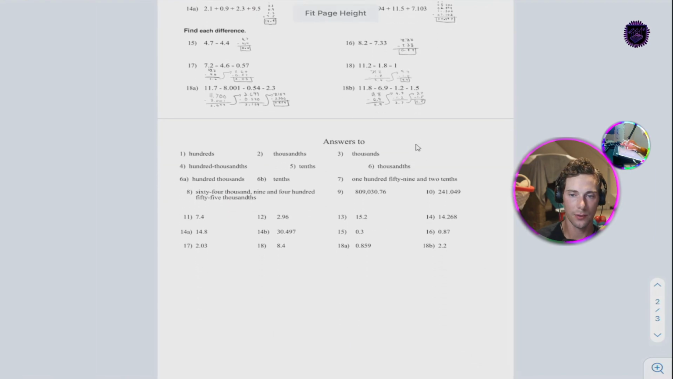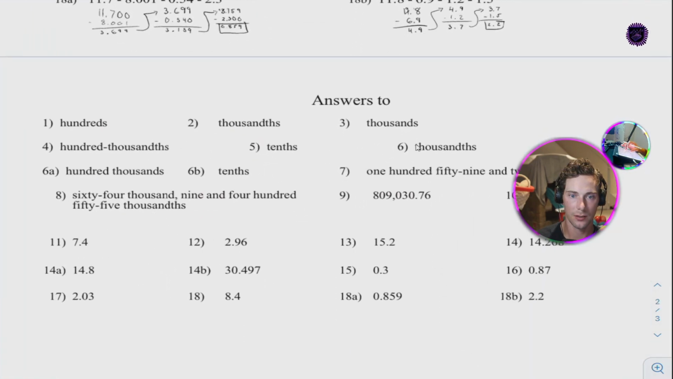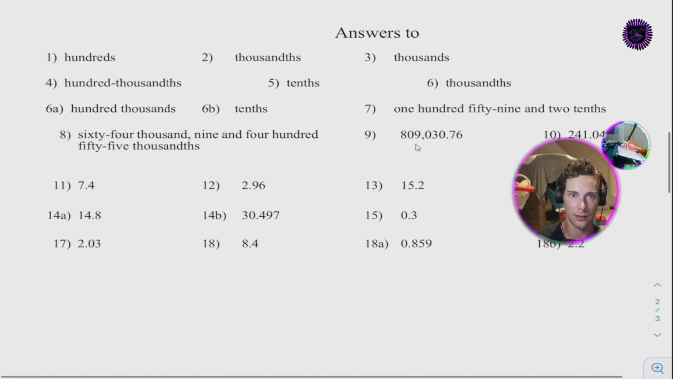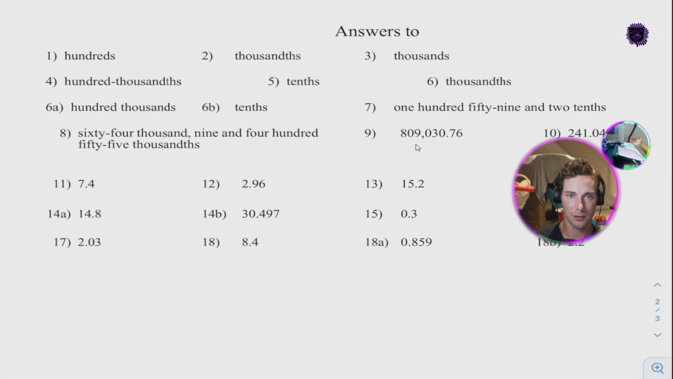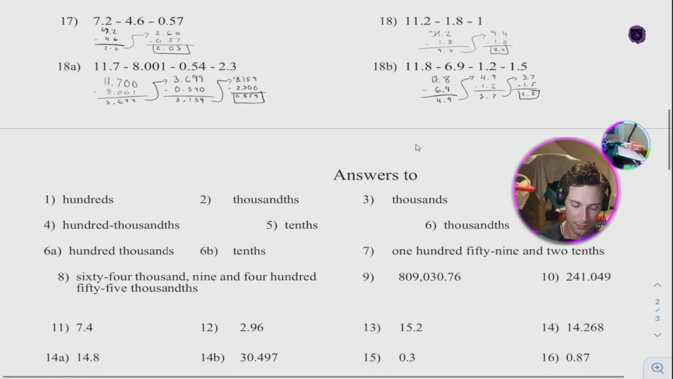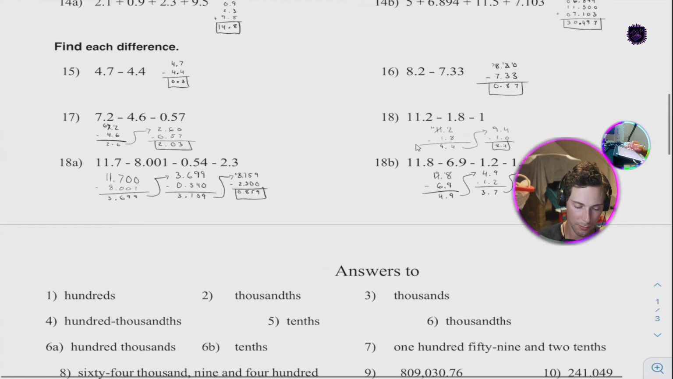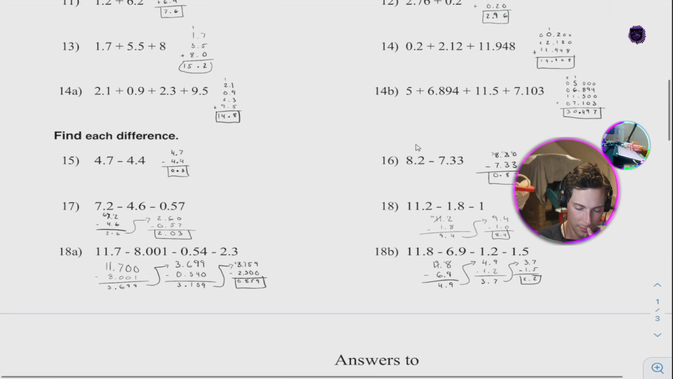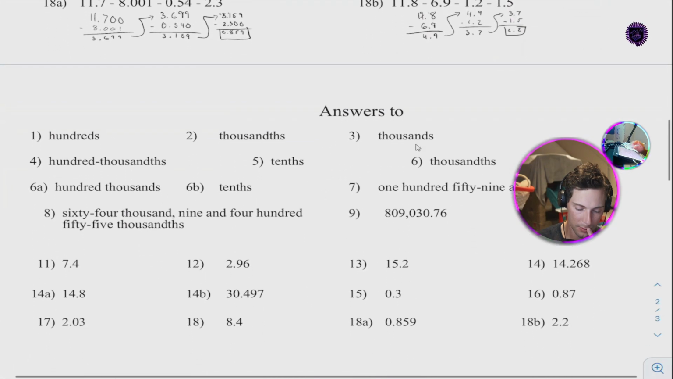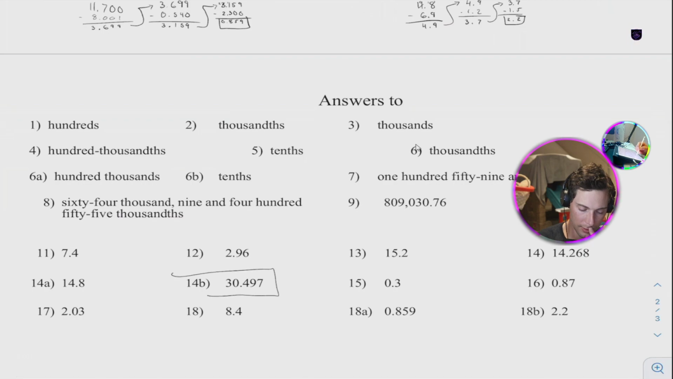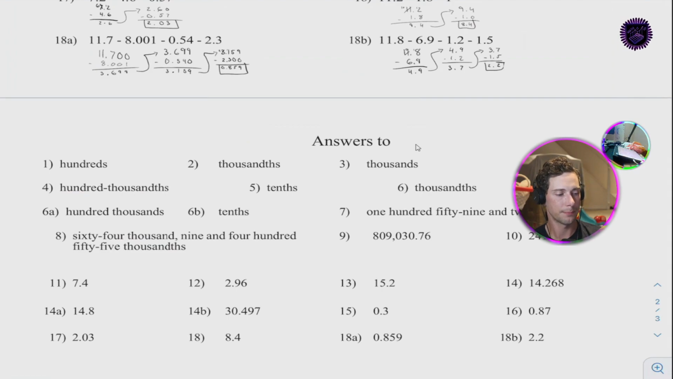That's it. Now, of course, we want to go down and look at our answer sheet. There it is. And once we look at our answer sheet and check our answers, 14B, 30.497. Yes, got it. I want to make sure we go through and check our answers. And that's it. We did it. We got through it.